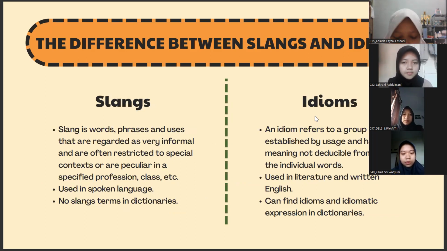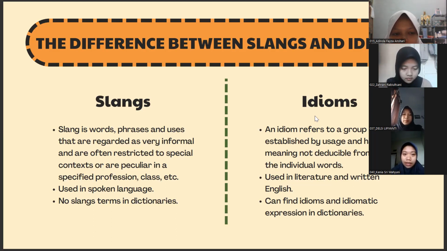Thank you. So this time I will explain about the difference between slangs and idioms. As we can see, slang is a word, phrase, and use that are regarded as very informal and are often restricted to special contexts or are peculiar in a specific profession, class, etc.